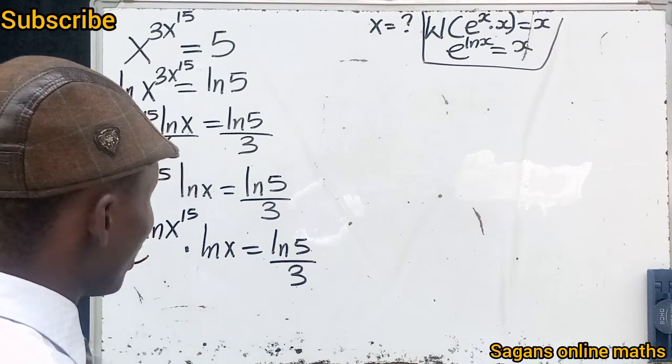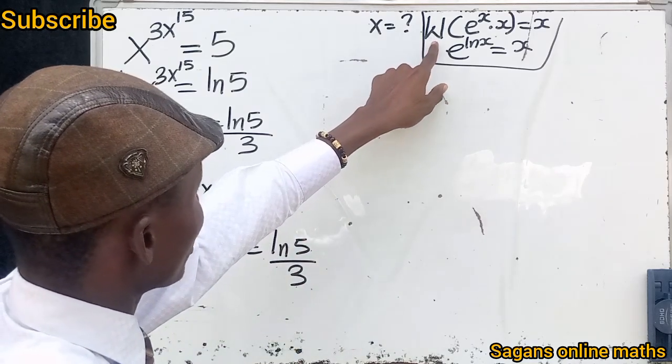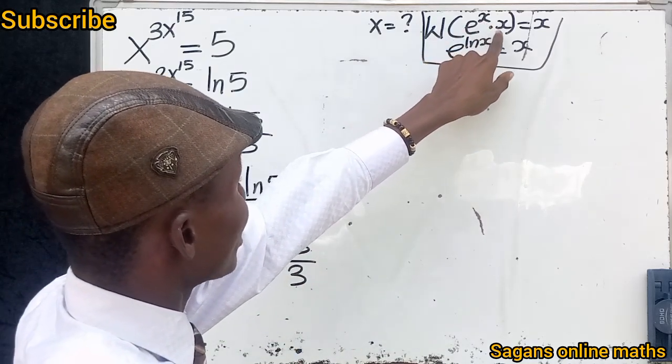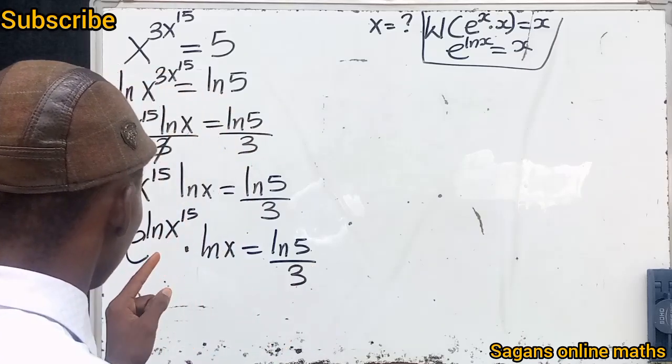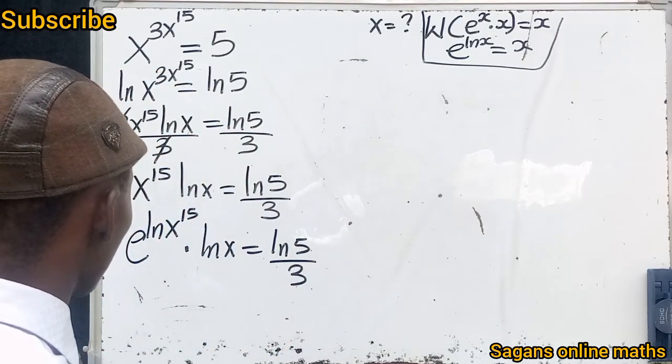So what are we going to do here? You can observe that the properties of the Lambert W function say that we have to have e raised to the power of s multiplied by s equals x. Now here we have e raised to the power of ln s to the power of 15, but here we are not having 15. Now look at what we are going to do.